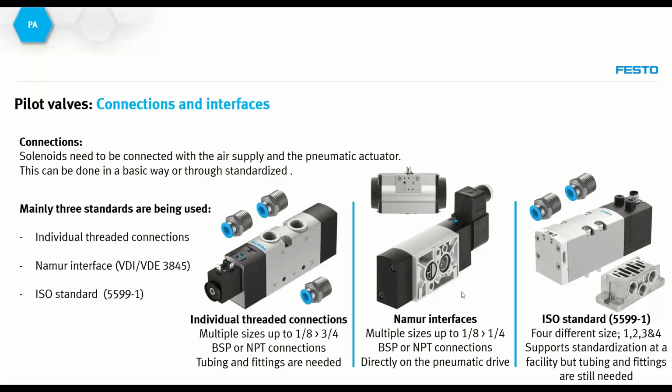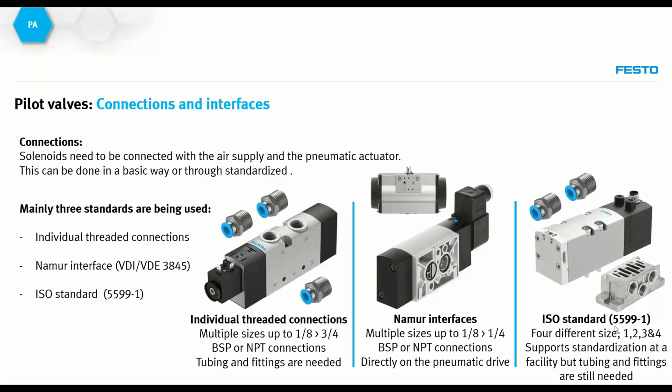The 2 working ports, which you also can see in the middle of the valve, will be directly connected to the pneumatic actuator. Like normal individual connections, we mainly are standardized on 1/8 to 1/4 connections. These again can be BSP or NPT threaded connections. But the main difference is that the NAMUR solenoid valves are directly installed on the actuator, which avoids a lot of individual tubing, but also the possibility that tubes can break, fail, or can be less equipment that needs to be installed at the facility.